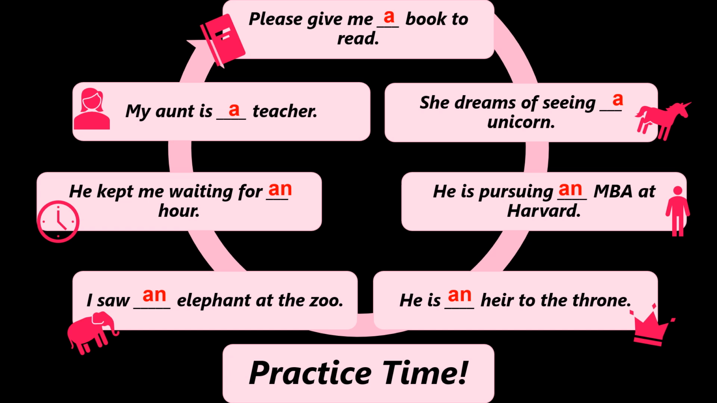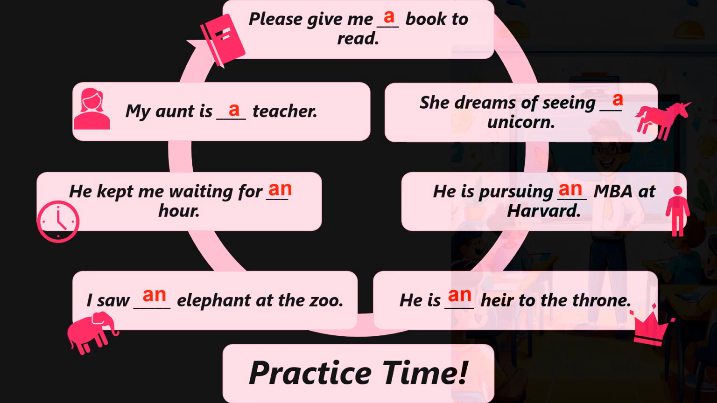Now look, elephant, hour, teacher, book, unicorn, MBA, heir, all are singular nouns. So we always use article a or an for singular common nouns.